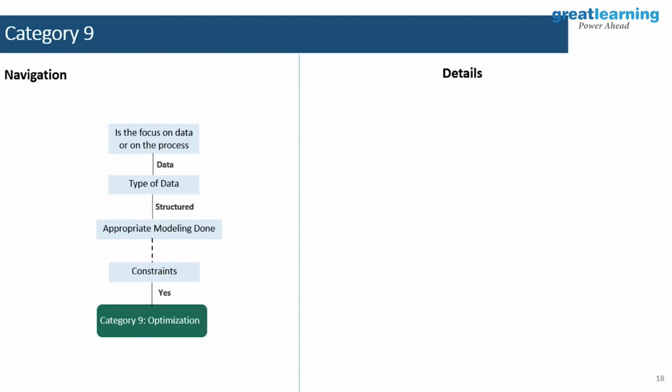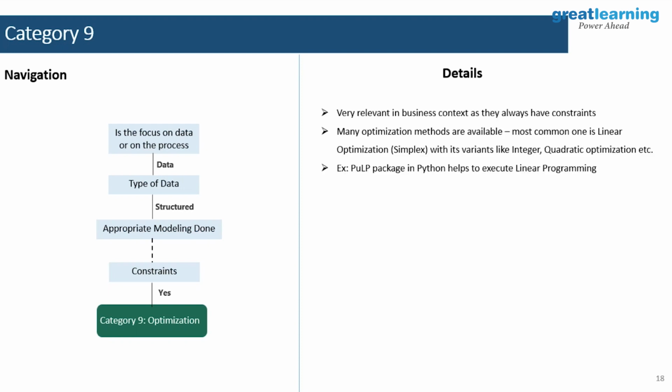And of course, it's very powerful in a business setting also, right? So very relevant in a business context, many optimization methods are available, and optimization is again a very well researched topic, but the good thing is it is all available again on R, Python and things like that. So Python uses a package called Pulp, which is basically a package for linear programming. I'm sure R also has got a package.